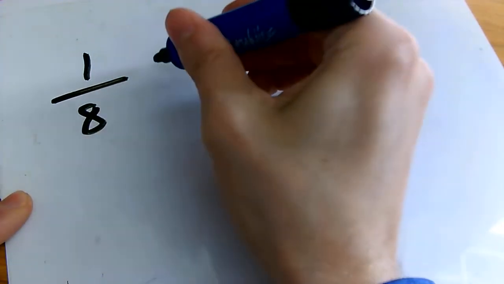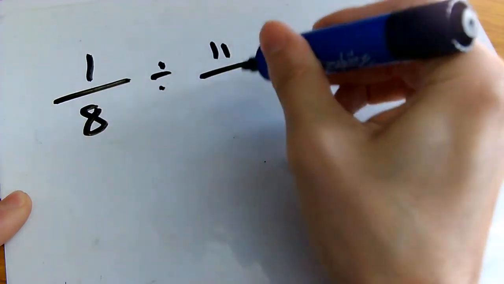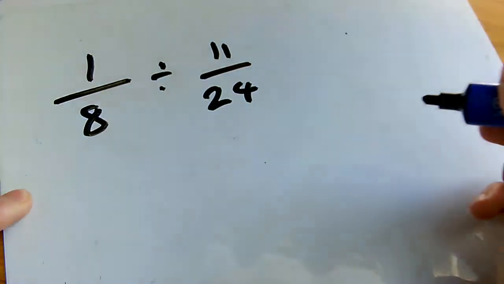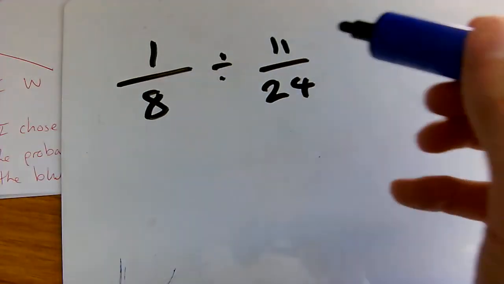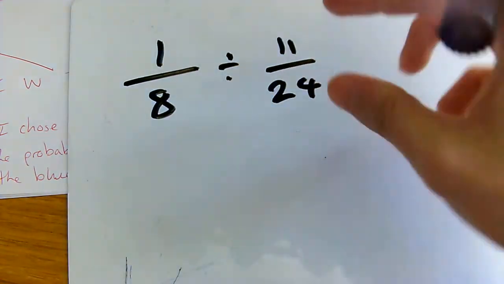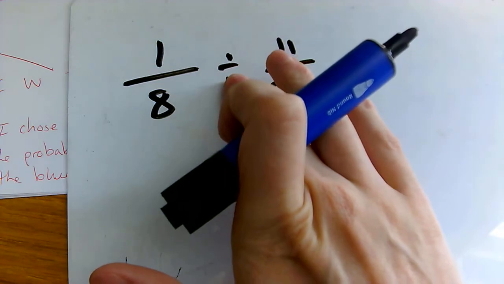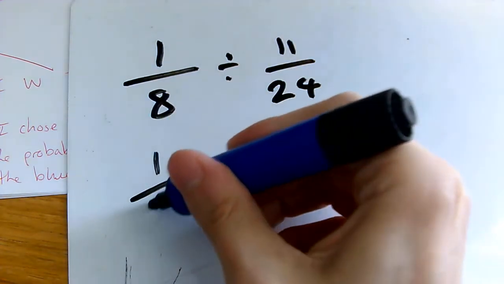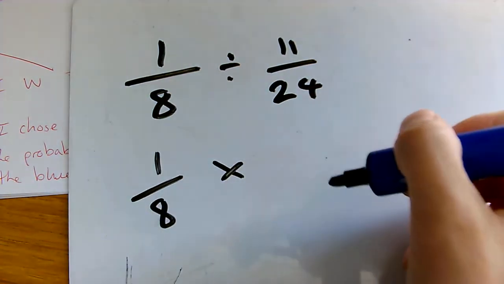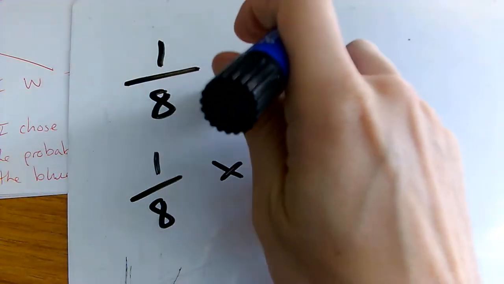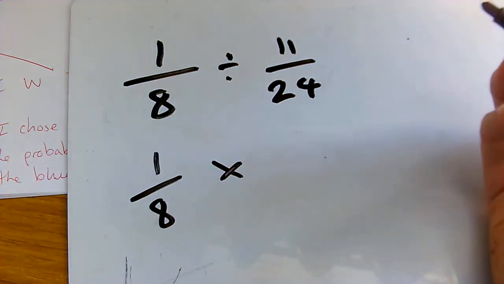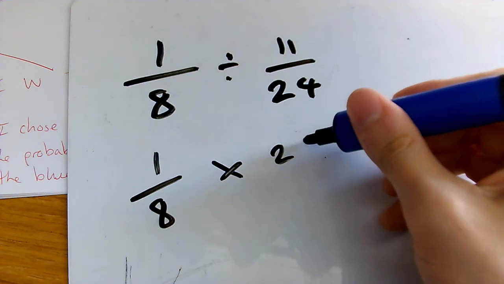So 1/8 divided by 11/24. The method is you make it into a multiplication of the reciprocal. Stick with this one, KISS, which means keep it, switch the divide into a times, flip the second fraction. Or multiply by the reciprocal if you're a bit more grown up.